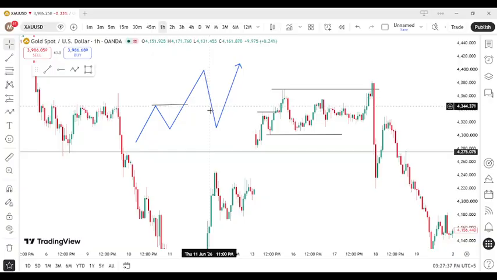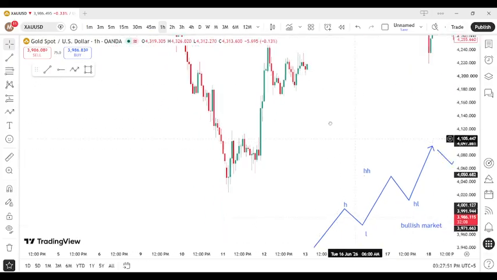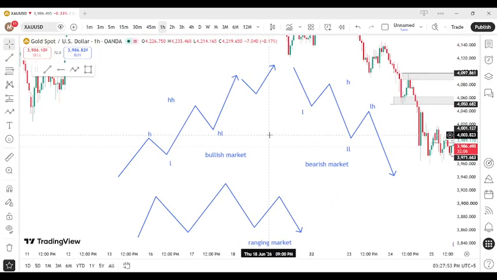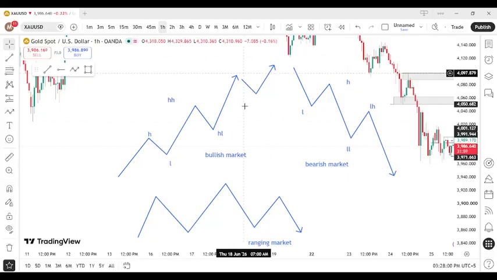The market takes a pullback, comes to the low, and then we should enter after the rejection and enter the market for buy, and our target should be this higher high. This is the basics of market structure. In this video, I have only discussed the bullish market. In the same way, in a later video, maybe I will discuss the bearish market. Slowly I will try to cover all the structure from basic to advanced.